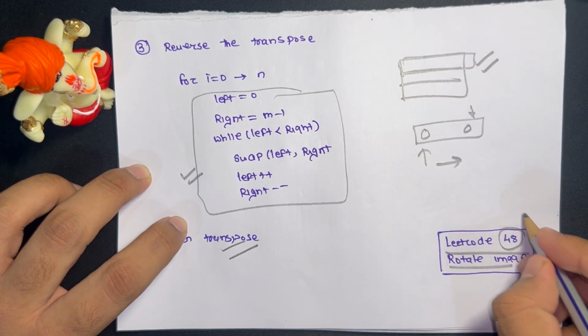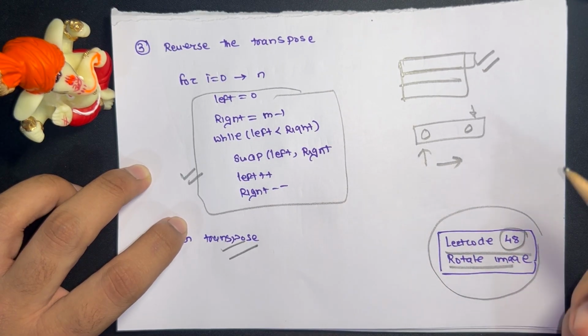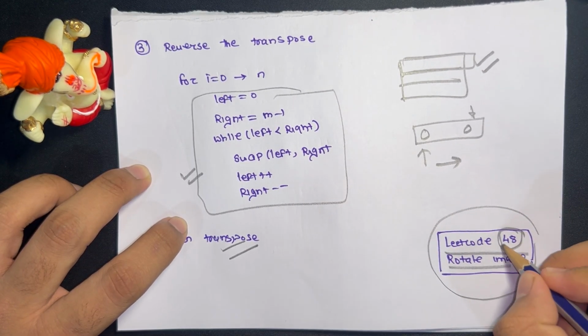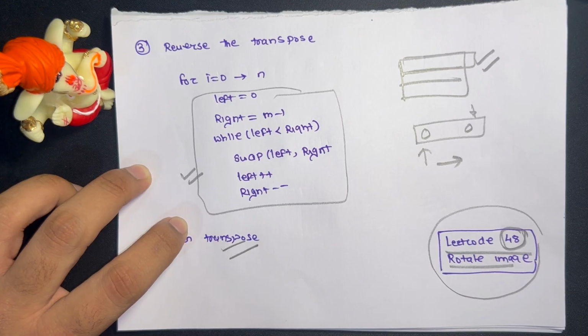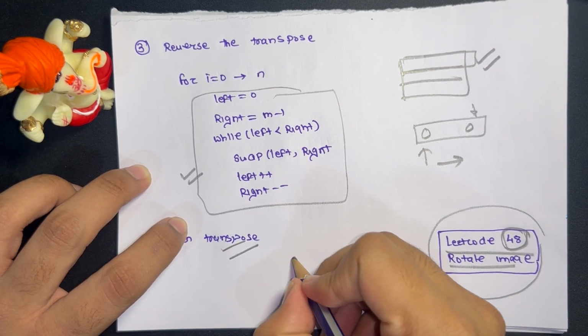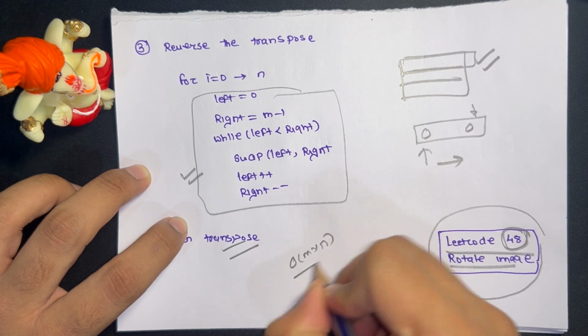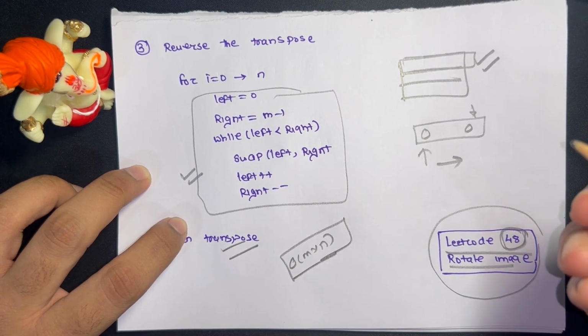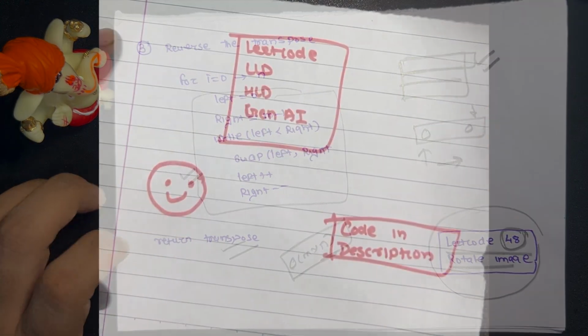If you want to get into depth of rotating an image by 90 degrees, you can check out the LeetCode 48 Rotate Image video. The time complexity of this question will be order of m cross n, and the space will also be order of m cross n because we are taking extra space. So that's it for this problem.